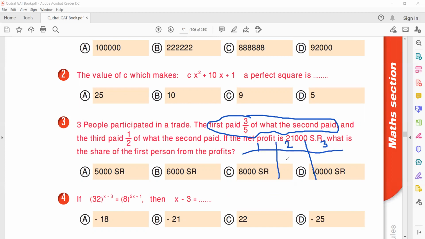The first one takes what? Takes 3 parts from the second one of 5. The second one. What about the third? The third paid half of the second paid. So here the third is 1 and the second is 2. He said 2 and 1 here.